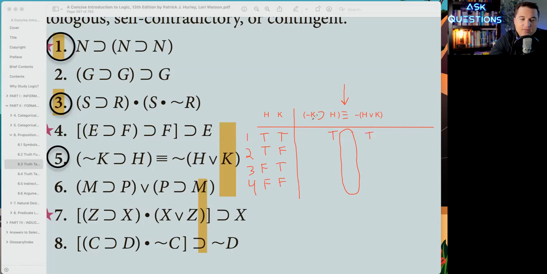And it doesn't matter what's going on here. If I have a horseshoe statement, the right side's true, this horseshoe is going to be true. This H being true is going to make this wedge true regardless of K. So I don't care about this anymore. I have the negation of this wedge. This wedge is true. The negation of it then is going to be false. So the right side of this biconditional is false, and the left side is true.